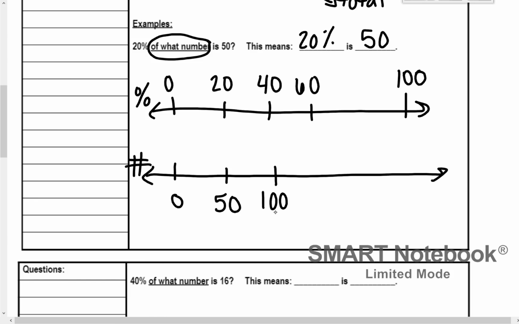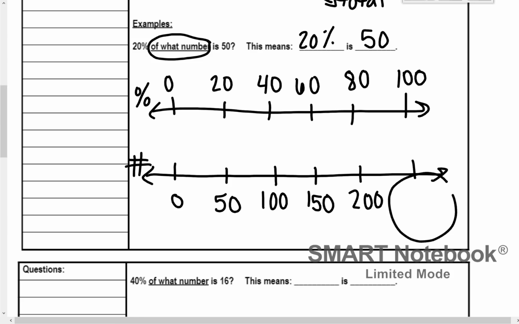Here we're counting by 50s. So 150, this would be 80, 20, 40, 60, 80, 100. Then we're counting by 50s, 100, 150, 200. And last but not least, and this is going to be our answer, 250.